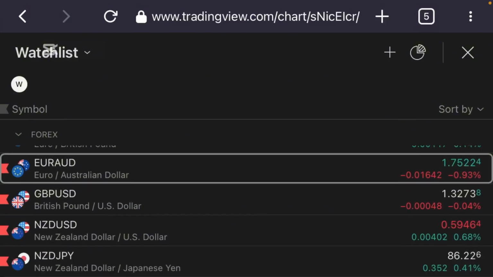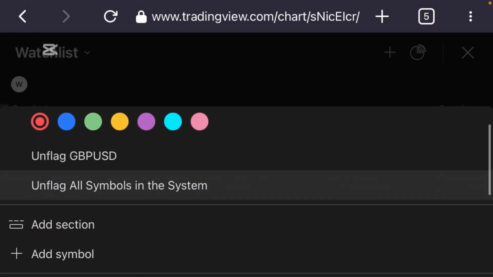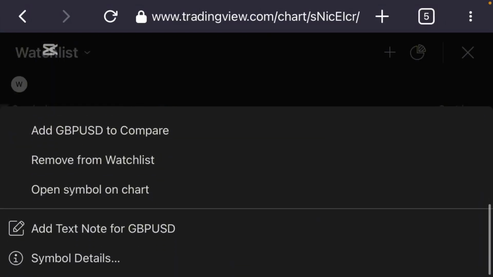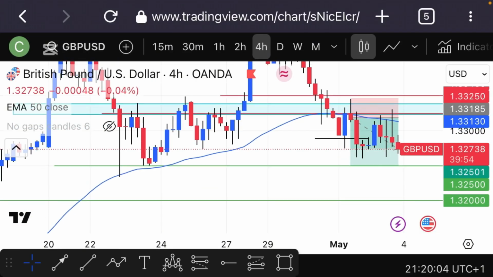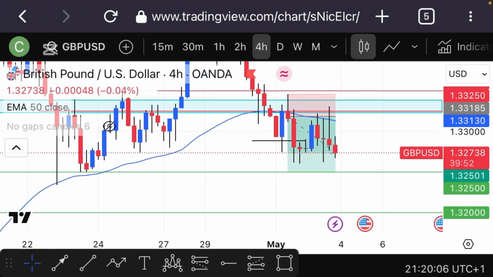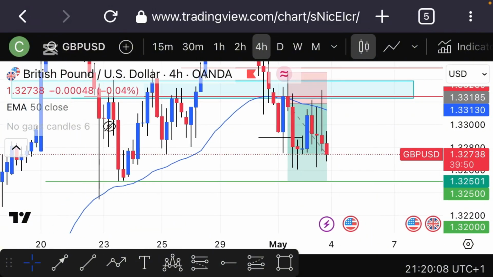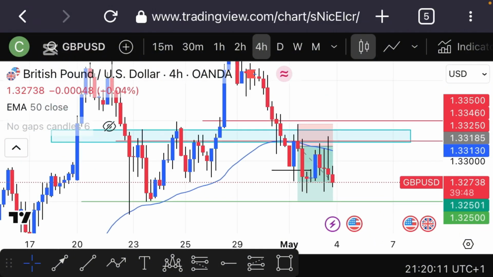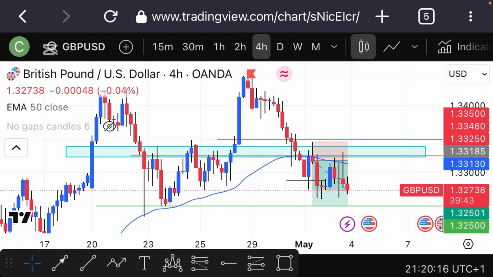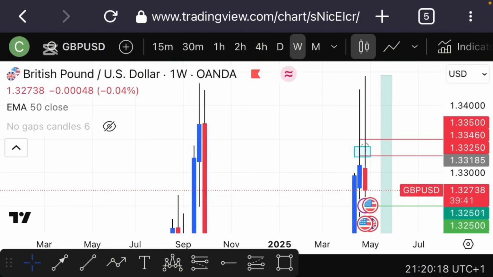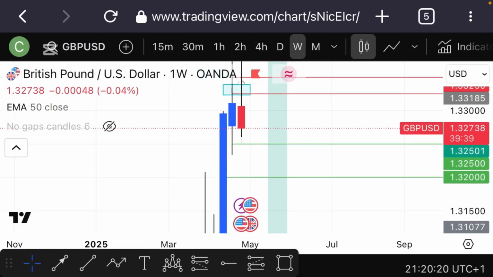The next trade is GBP USD. Actually, this trade I'm still in and I need to close it because now we are left with 30 minutes for this week to close. This week's trade to close. Actually, this trade wasn't in my watch list.